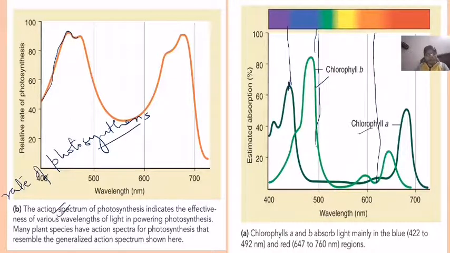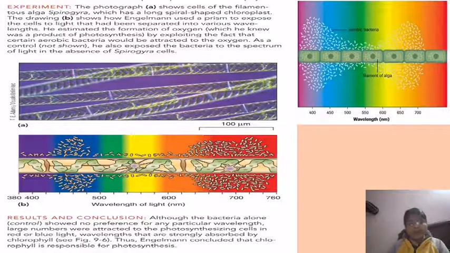And what are the end products of photosynthesis? Can anyone tell? The end product of photosynthesis is what? Starch is formed, or we can look for oxygen. Oxygen is also an end product of photosynthesis.